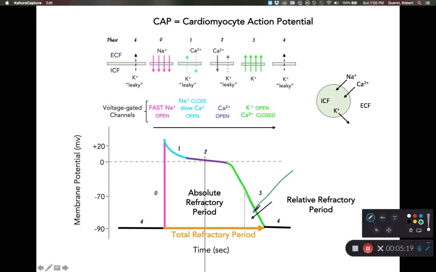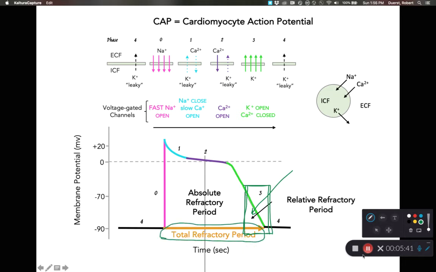Towards the end of phase 3, we have a little triangle right over here that represents this period of time. This period of time right here is the relative refractory period. So if we combine our absolute refractory period, where it's physically impossible to induce another action potential, with a relative refractory period, where we can, if we have a very strong stimulus, they combine to give us a total refractory period.